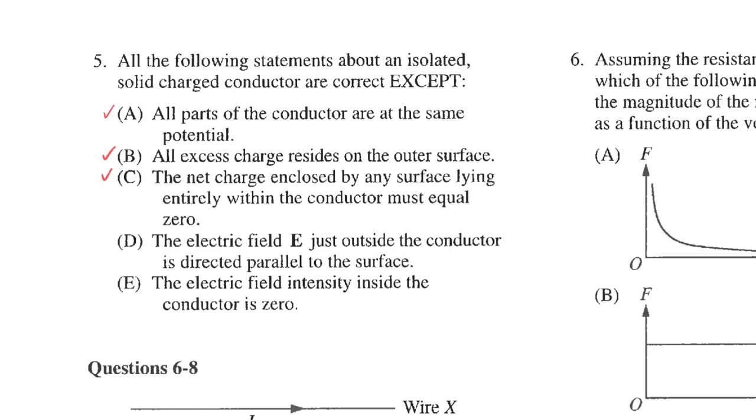The electric field E just outside the conductor is directed parallel to, that's wrong. It's perpendicular to the surface. So that's one that's wrong. The electric field intensity inside the conductor is 0. So yeah, D is the one that is not true.